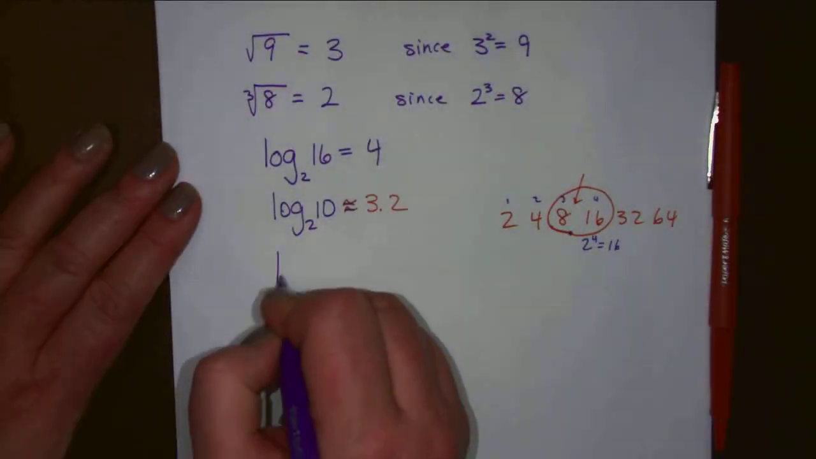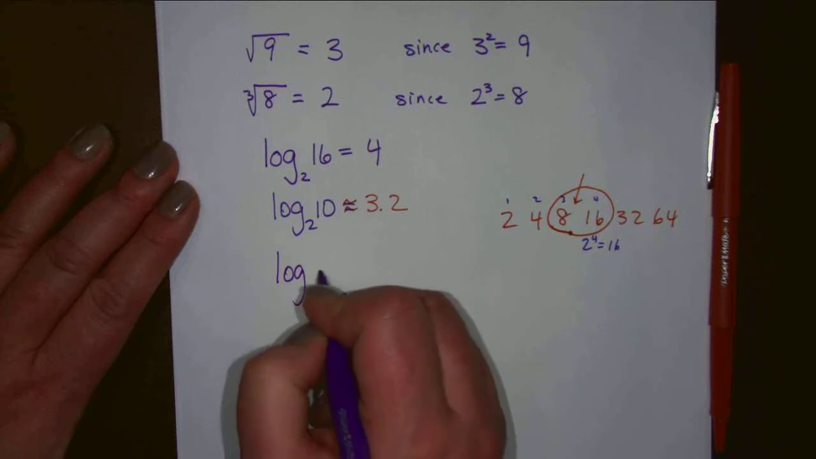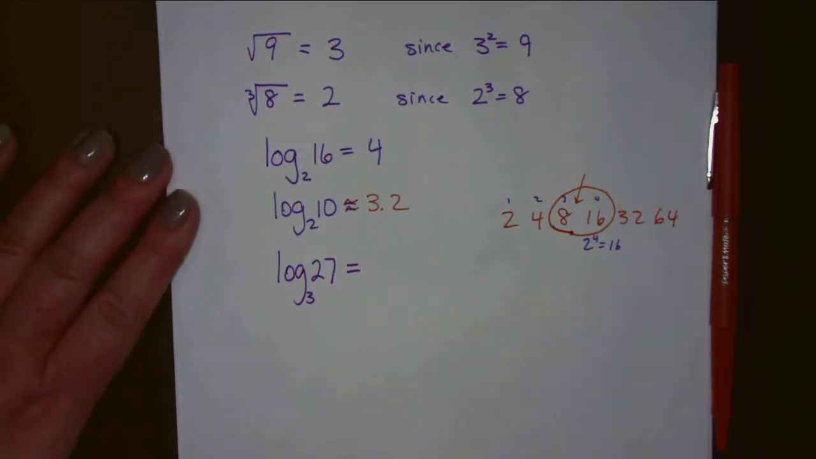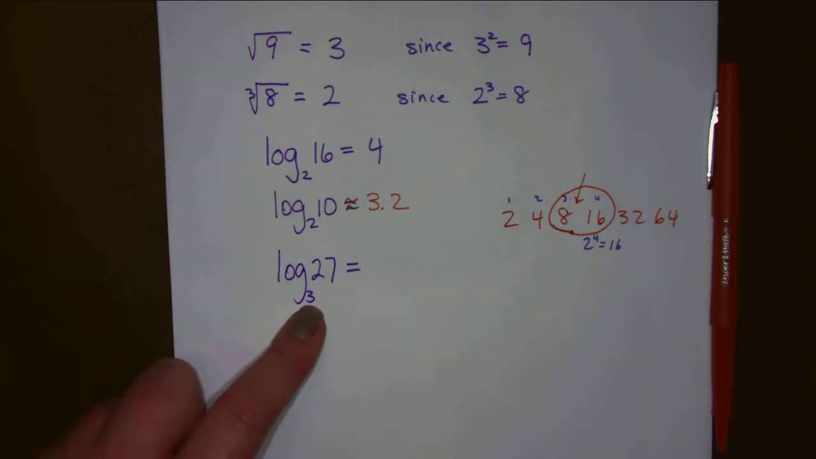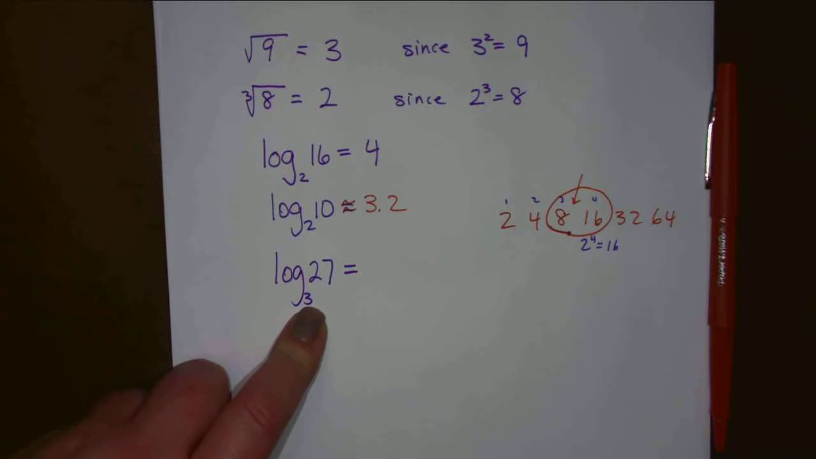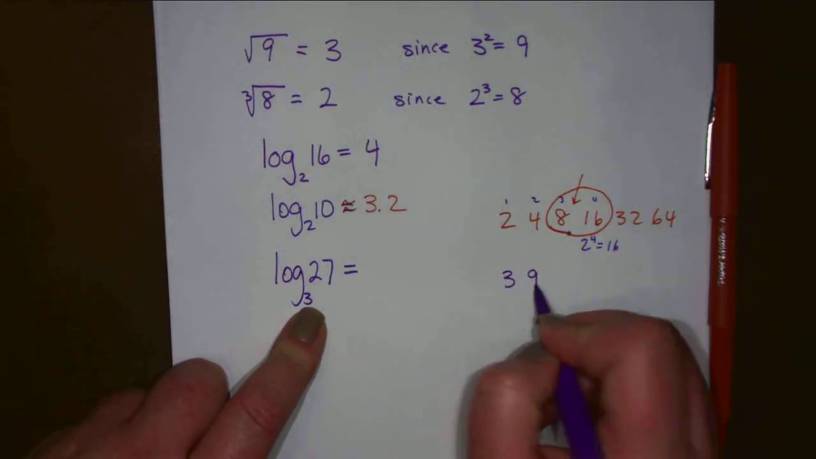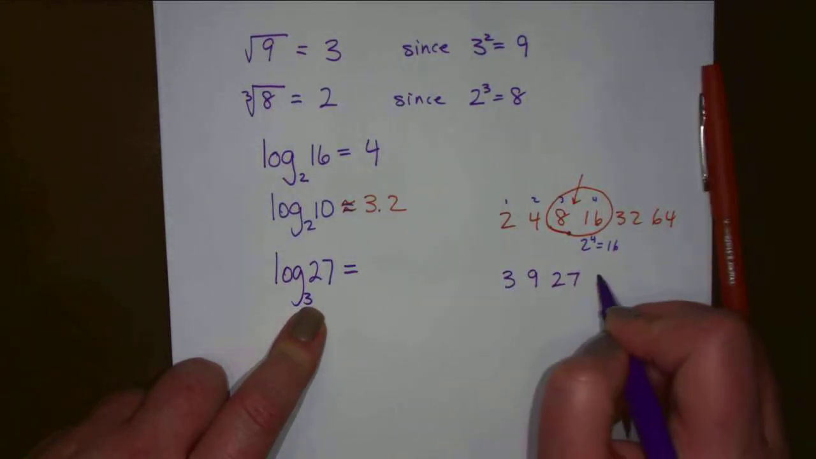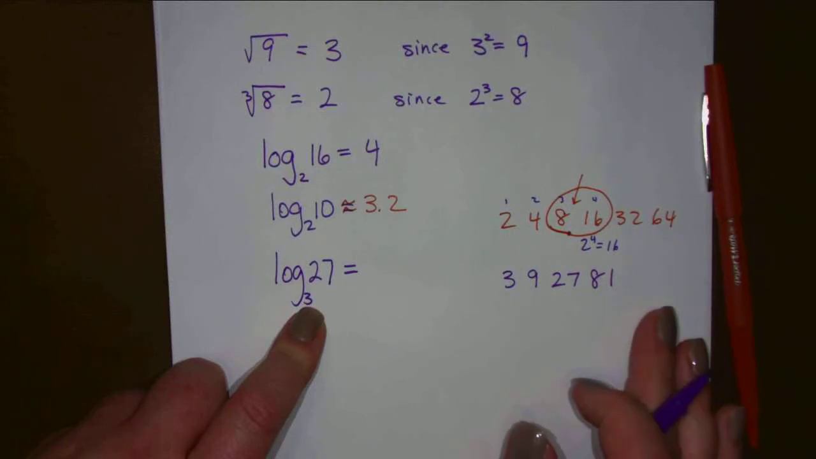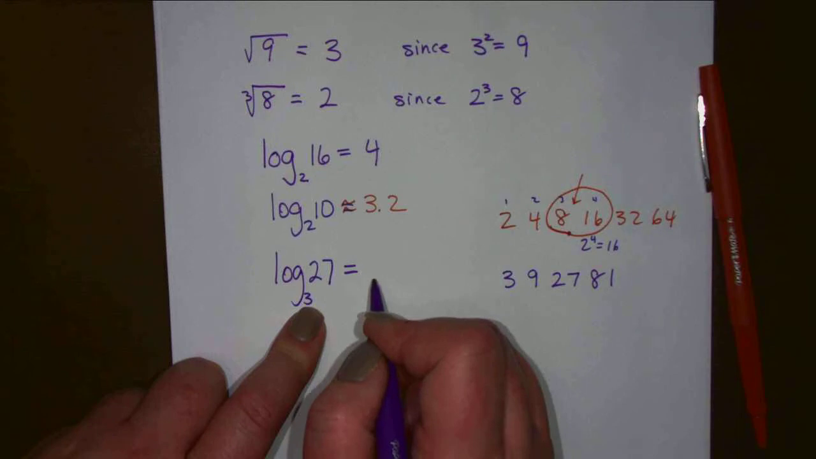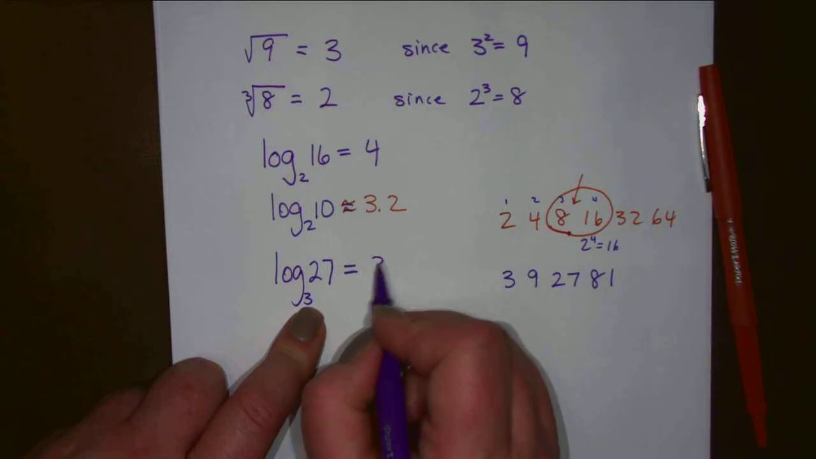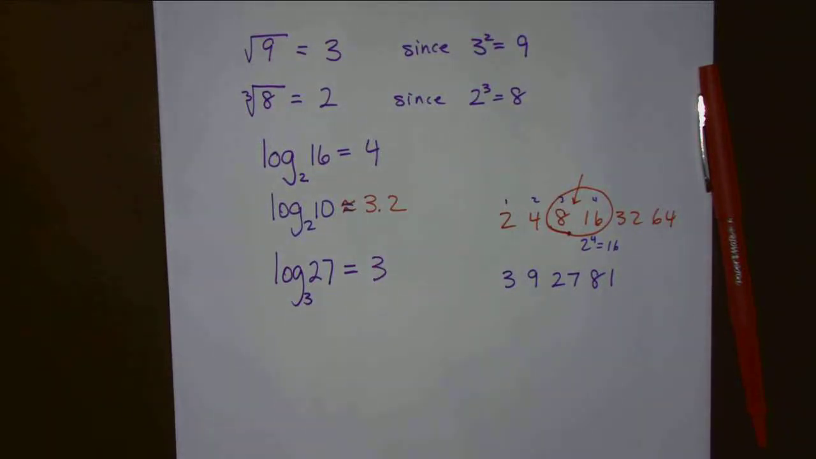So let's say I put log base 3 of 27. So what's the question? We're talking about powers of 3. Is 27 a power of 3? Yeah, it is. 3, 9. 9 times 3 is 27. 27 times 3, 81. Those are the most I want you to know. 27 is 3 cubed. So what's the answer? 3. It's just the exponent is the answer.